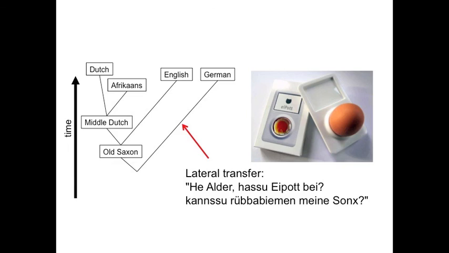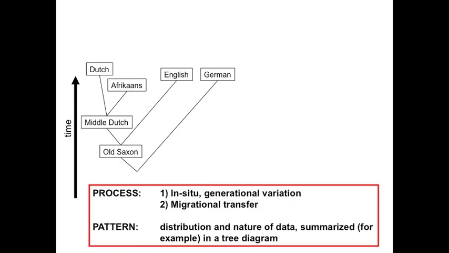It's very similar to what bacteria do genetically. It makes life much more difficult if you want to reconstruct a tree. So in this case, we have two processes that I've articulated: in situ generational variation, one generation comes up with new words, or migrational transfer. Can you really use trees in this case to tease apart what's happening? In this particular case, you can't really distinguish between these two things, using trees at least. So this is unlike the example about the patterns enabling you to distinguish between Lamarckian evolution and Darwinian evolution.